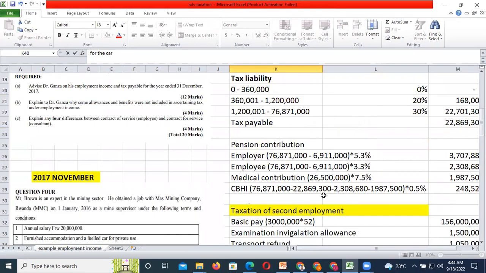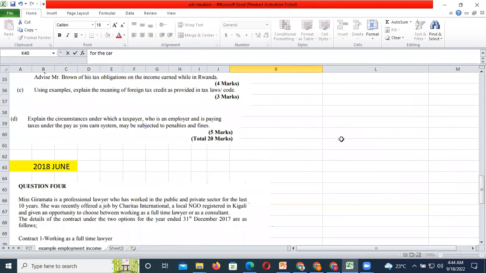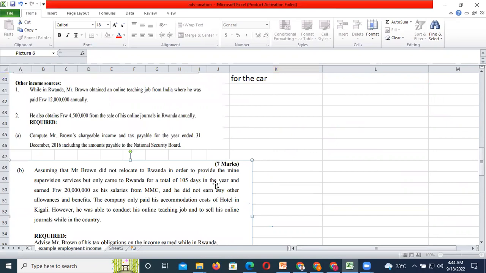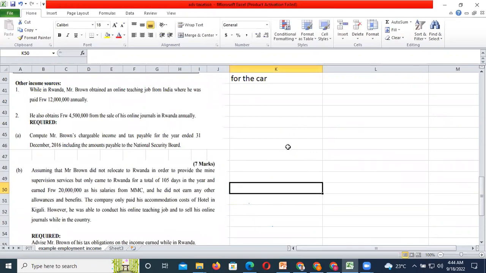And then the last one will be to explain the 4 differences between the contract of service and the contract for service. I think we looked at them in our class yesterday. You can check those differences between employment and self-employment. I think you can look at that, and that is the end of this question. I don't know if you have a question. Maybe I can open the microphone to hear your discussion on this question.